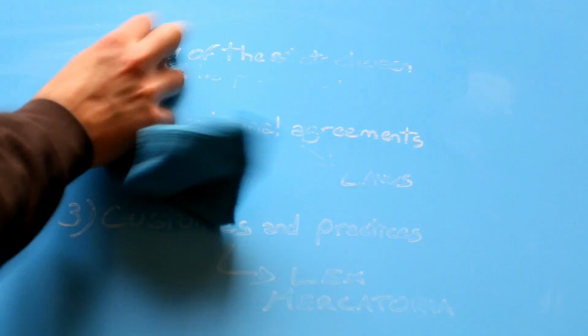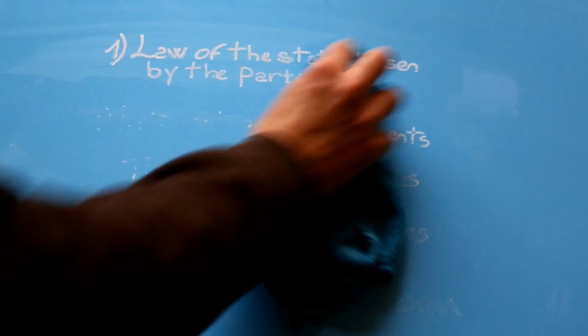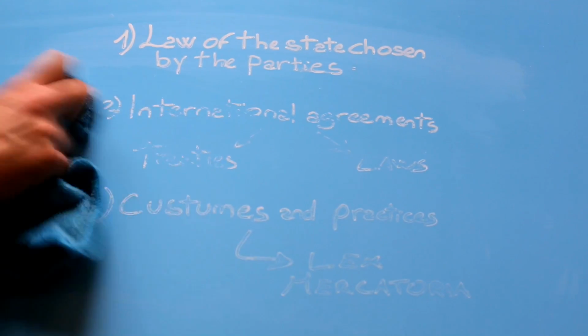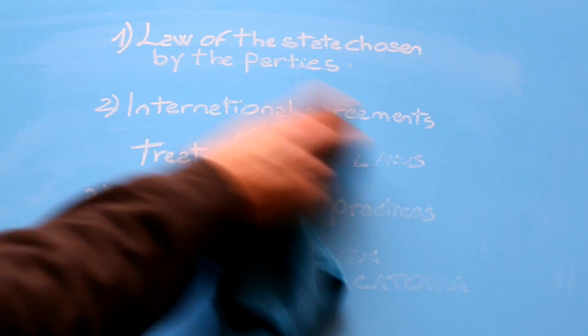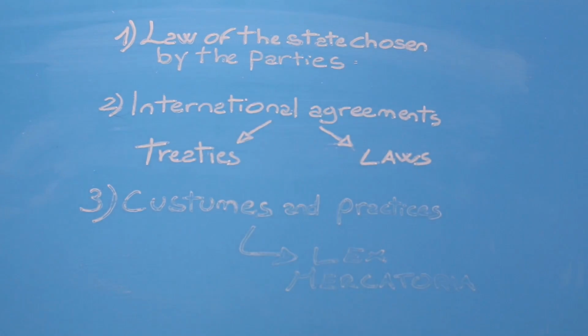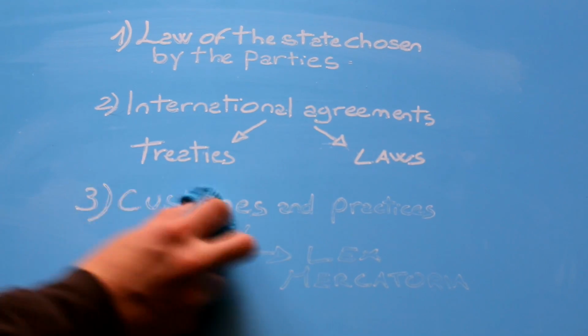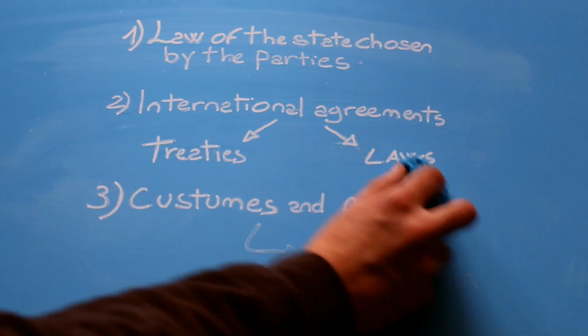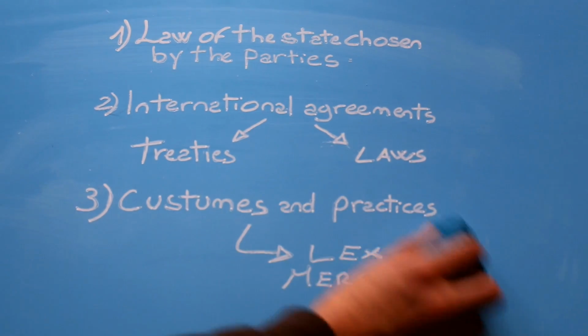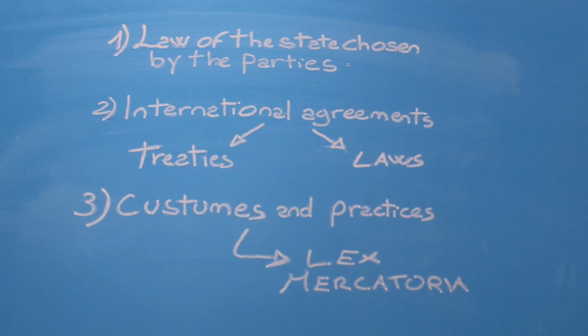Recapping, for contracts, the first source is the law that the parties pick. If the law has not been chosen by the parties, hypothetical international agreements, like treaties or international laws, will intervene. In case of regulatory gaps, we can only appeal to the constant point of reference of international law: customs and practices like, for example, the lex mercatoria.